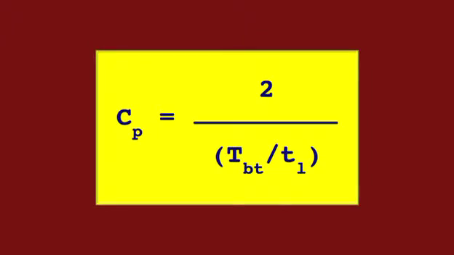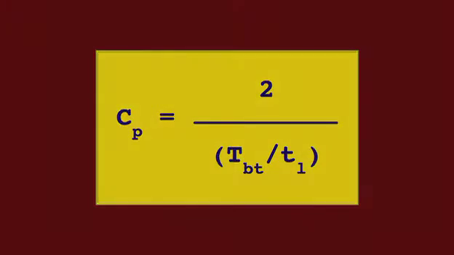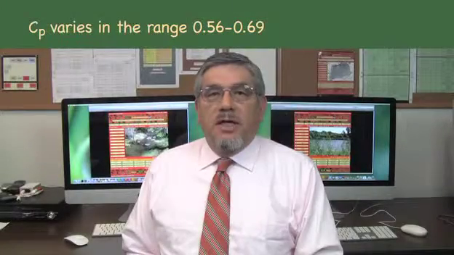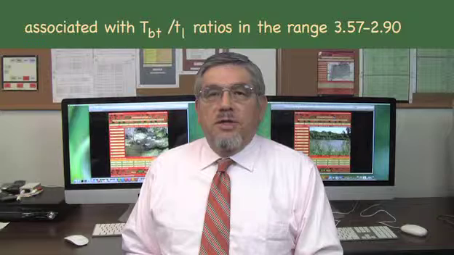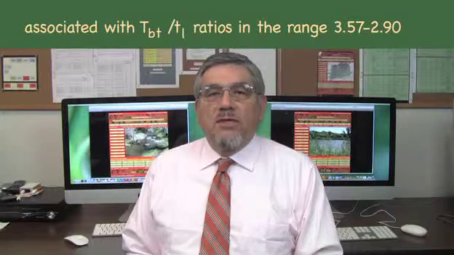C sub P is an empirical coefficient related to the ratio of triangular time base to catchment lag as follows. Snyder gave values of C sub P in the range 0.56 to 0.69, which are associated with T sub BT over T sub L ratios in the range 3.57 to 2.9.